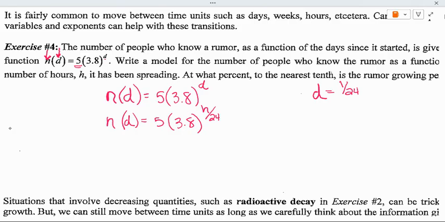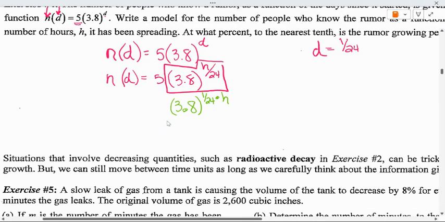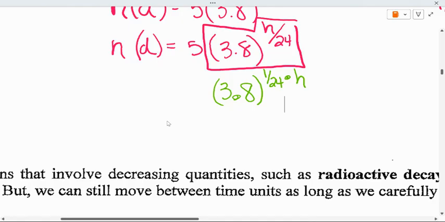So what we really need to do is get rid of this fractional exponent. That's what we're trying to do. We need to rewrite this as 3.8 to the power of 1/24 times h. And what do we have to figure out? We have to figure out what 3.8 to the 1/24 power is.